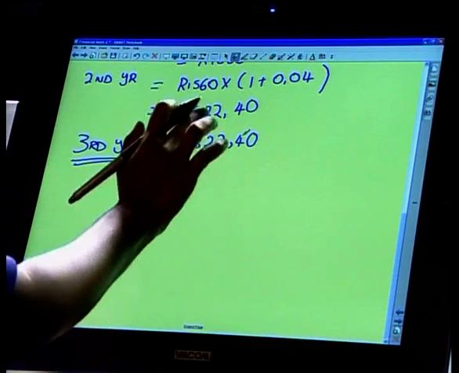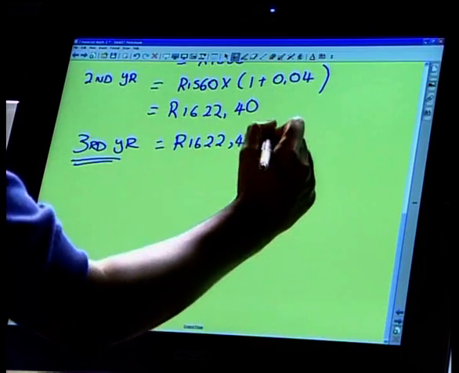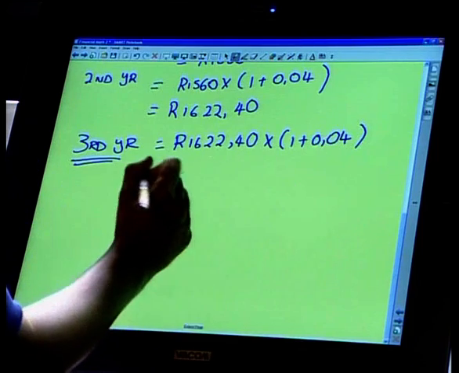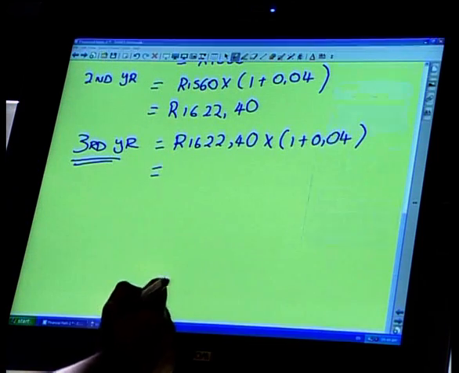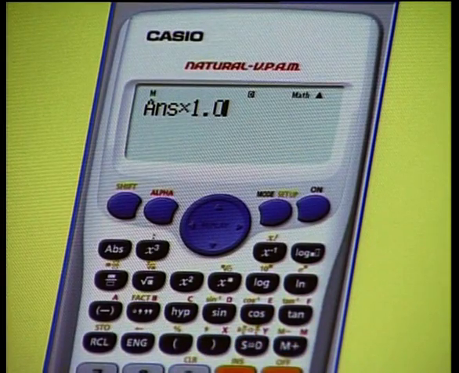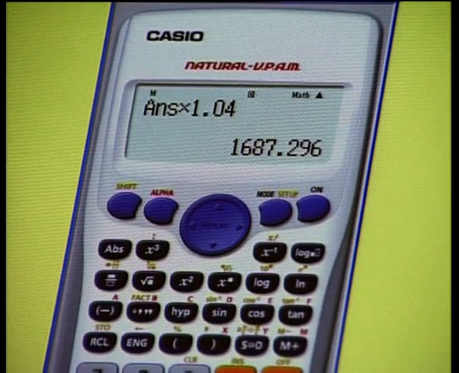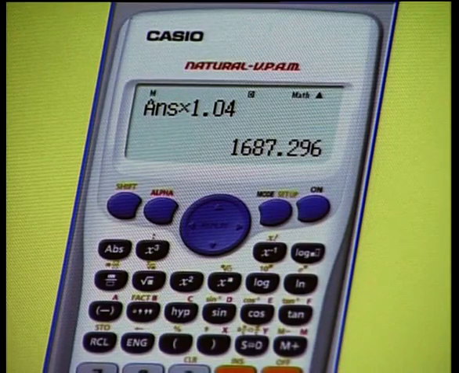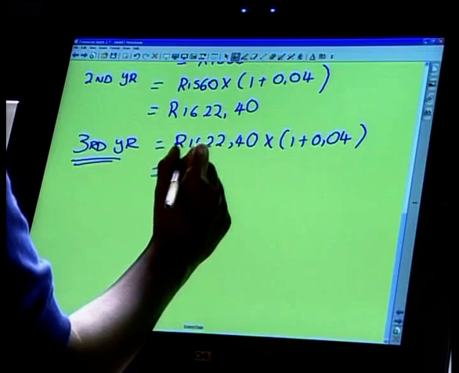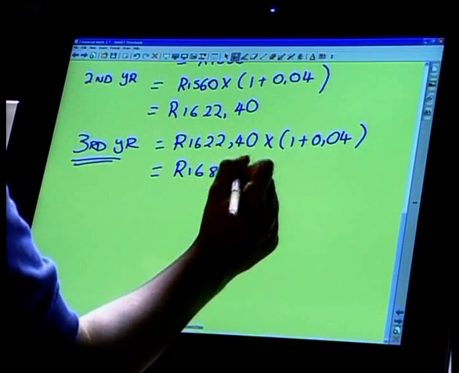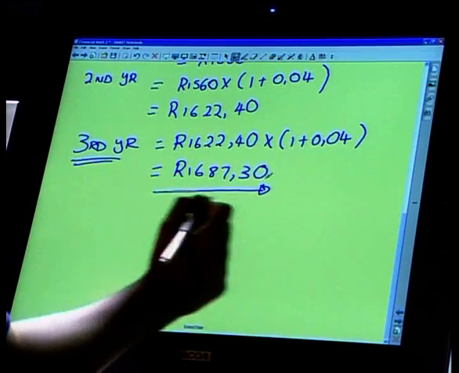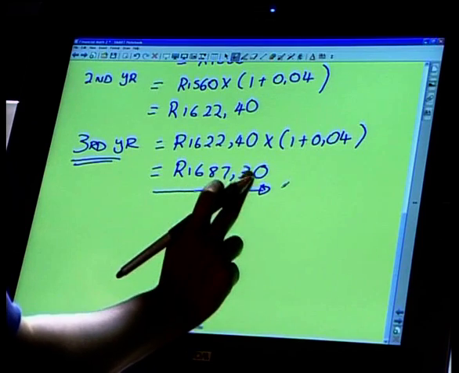So that means we need to take what they pay in the second year for groceries, and we need to increase that by 4%. So we multiply by 1 plus 0,04. We can then put that into our calculator. So it's 1622.4, which we had from before, times 1.04. And that gives us 1,687. We're going to round it off to the nearest cent here, so this would be 1,687.30. So in 3 years' time, on average, if the inflation rate is 4%, they're going to end up paying 1,687 Rand and 30 cents.